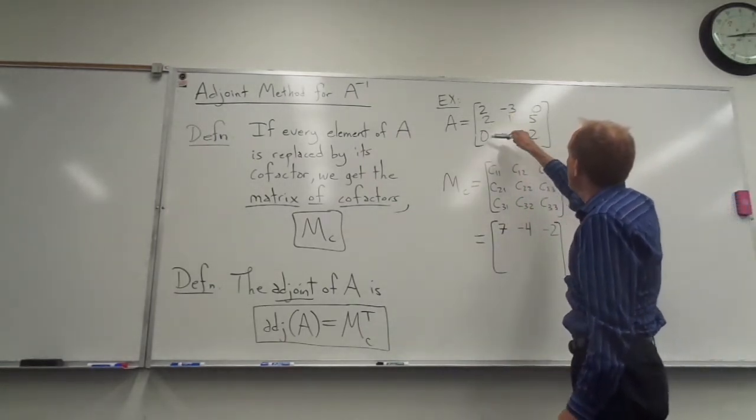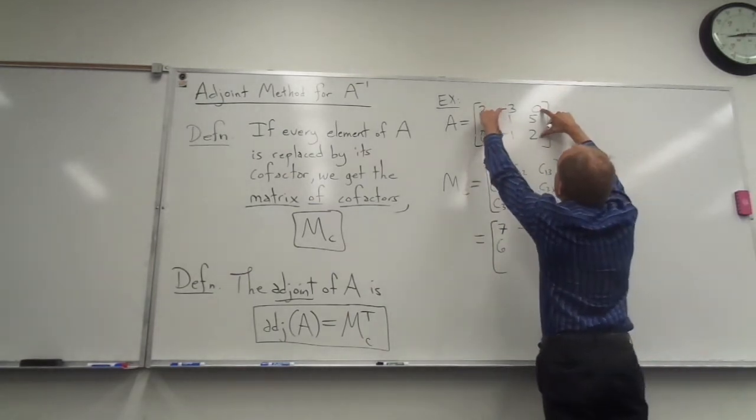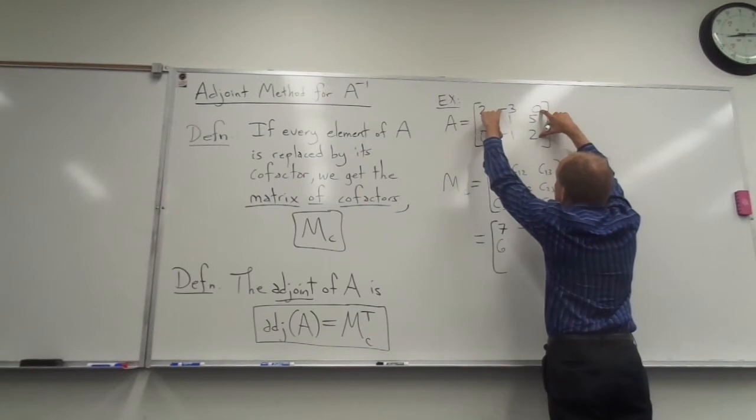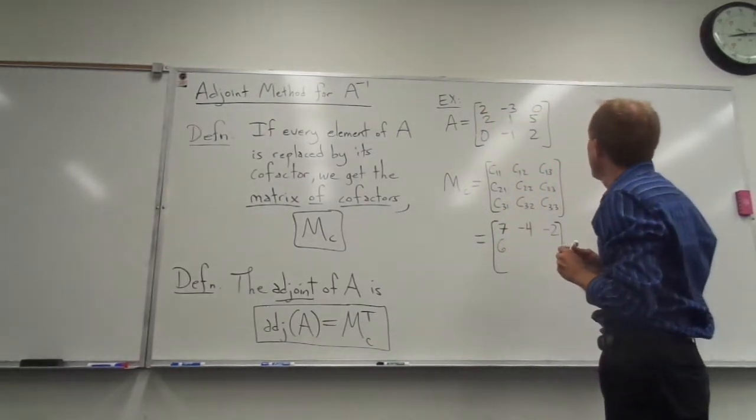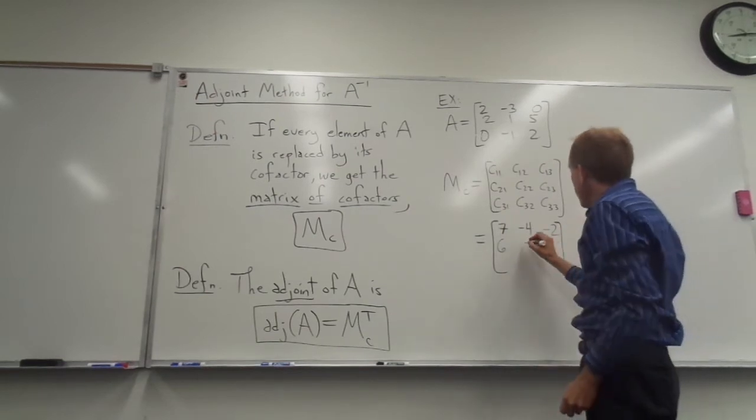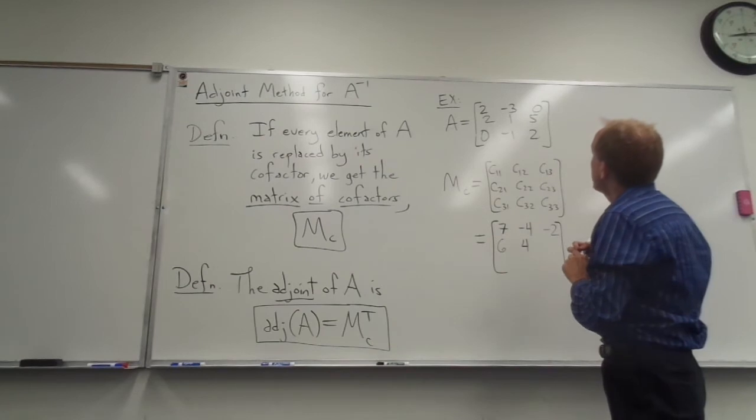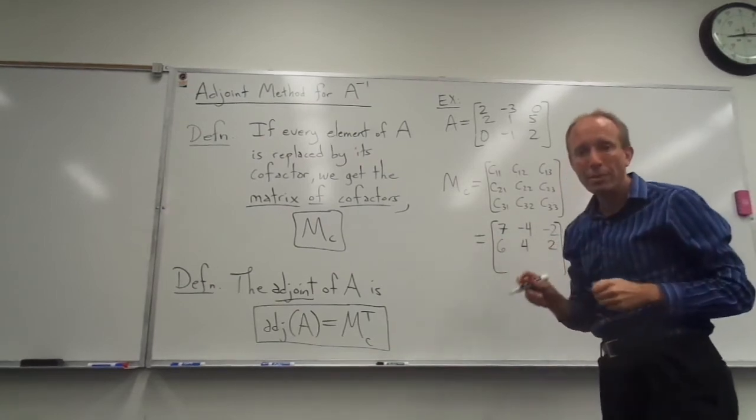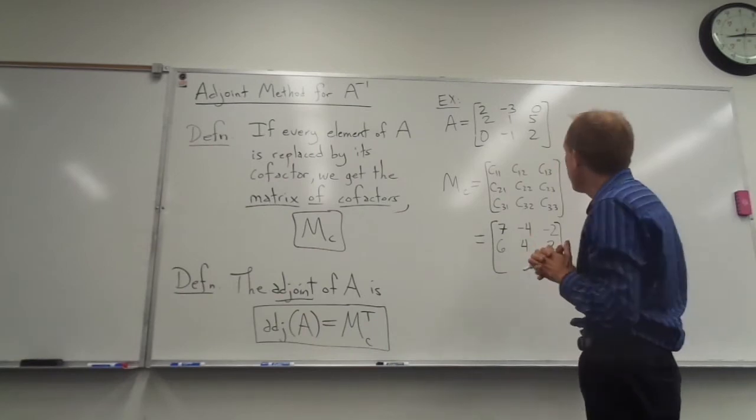The 2-1 cofactor is going to end up being 6. Basically, you take these 4 numbers here, which has a determinant of -6, but I have to switch the sign to +6. The 2-2 cofactor is going to be 4. The 2-3 cofactor is going to be 2. I'm going to let you guys check this on your own. Make sure you understand how I'm getting these numbers.